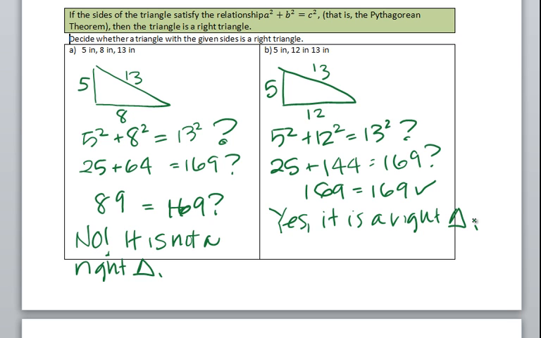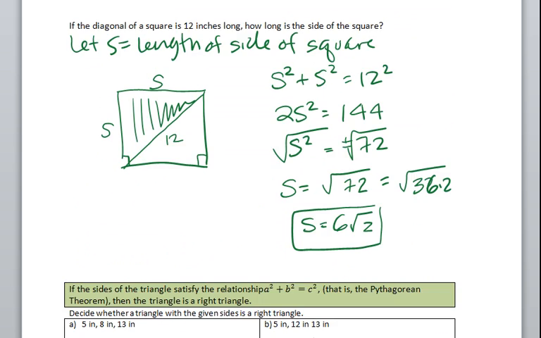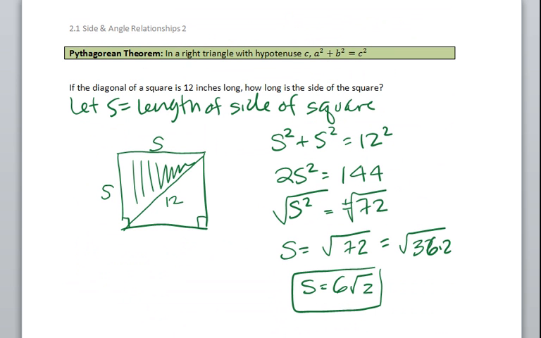So we can use the Pythagorean theorem to show whether or not a triangle is a right triangle. We can also use it to find unknown lengths of triangles. So it's multi-purpose, and it will continue to have more purposes. So it's important to memorize and understand what the Pythagorean theorem is saying.